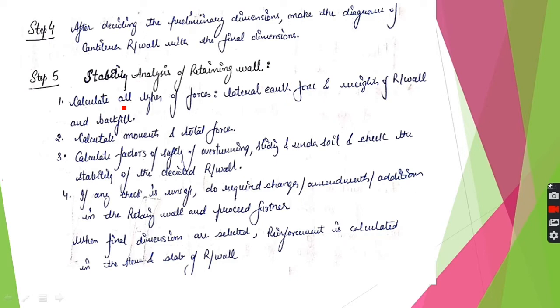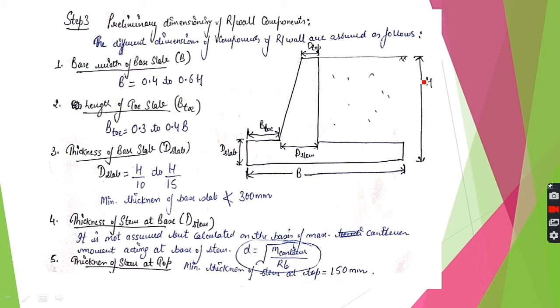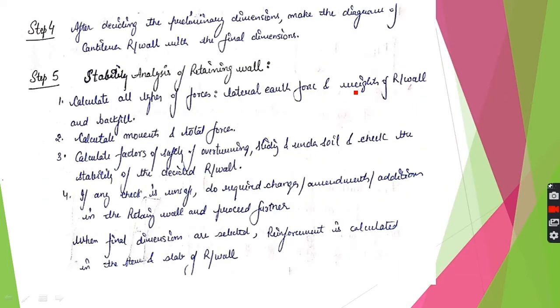Here we will calculate all the forces acting on this retaining wall, then we will calculate the moments due to these forces, and after that we will calculate the factors of safety against overturning, sliding, and failure of the underlying soil. If those factors of safety come out to be more than what is actually required as given in IS 456, then your retaining wall is safe.